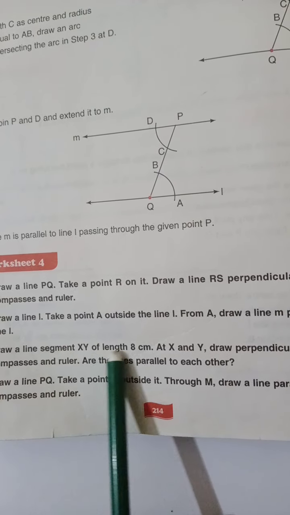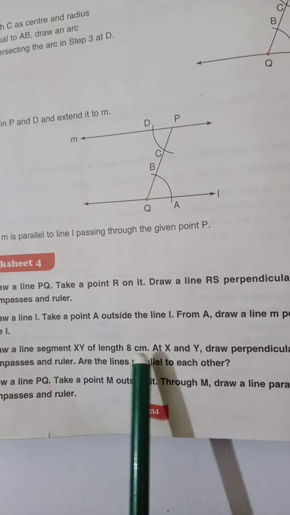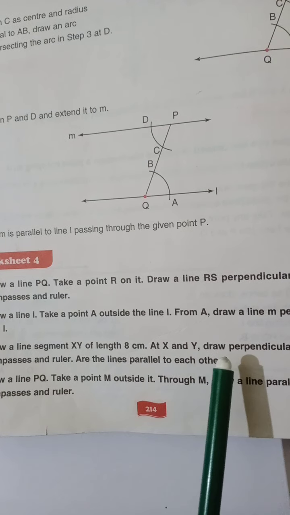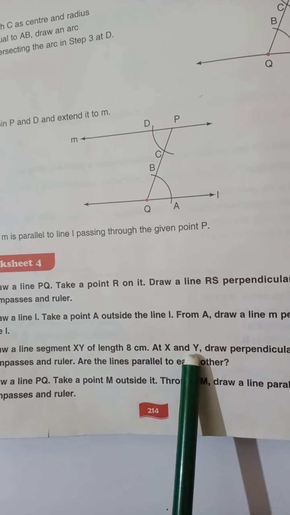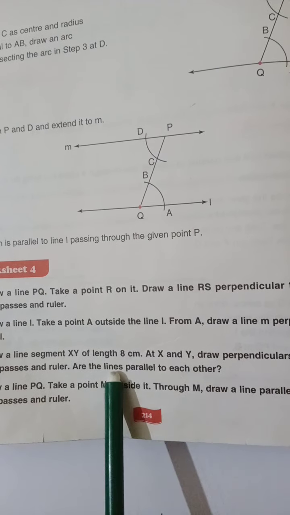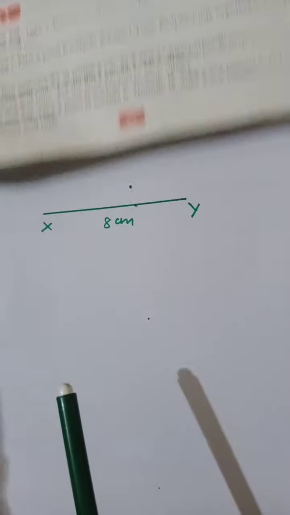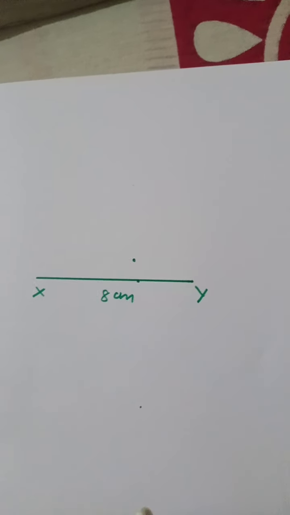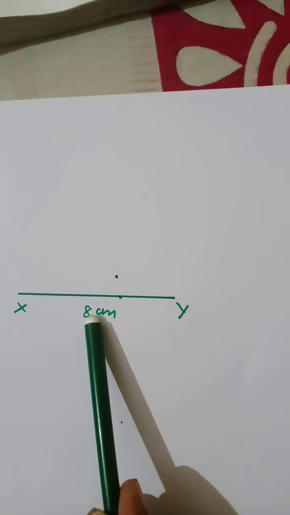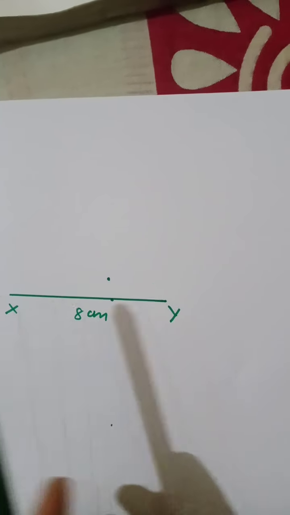First of all, we have to draw a line segment whose length is 8 cm. And then at X and at Y, we will draw perpendiculars. It means at X and Y, we will make an angle of 90 degrees, and then we will see whether they are parallel or not. See, first draw a line segment of length 8 cm and give it the name XY with the help of a scale.